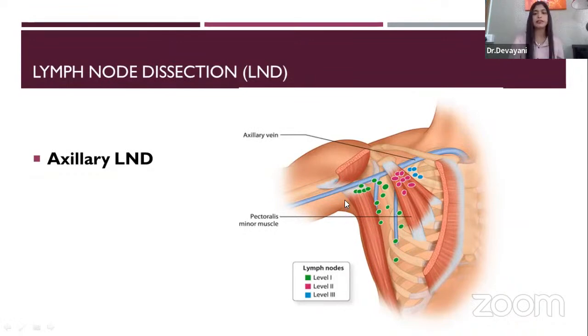And most of the time they will find level 2 clearance or level 3 clearance. If it is level 3 clearance, that means everything from level 1 to level 3 has been cleared, so a lot of lymph nodes have been removed from the patient's body.